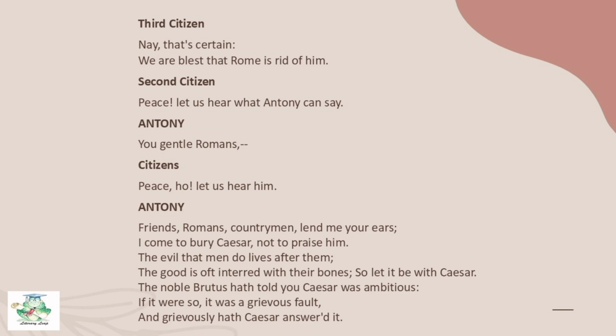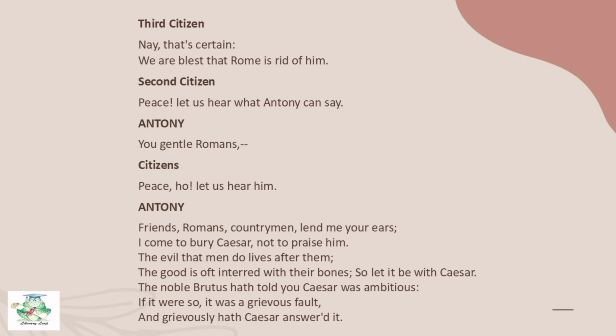respect and curiosity. Now, Antony starts his speech by calling out to the crowd as friends, Romans, and countrymen. This is a direct address aiming to create a sense of unity with the people. The phrase, "lend me your ears," is an idiomatic way of asking them to listen carefully to what he says. Antony starts by saying he is not here to praise Caesar, but only to bury him.